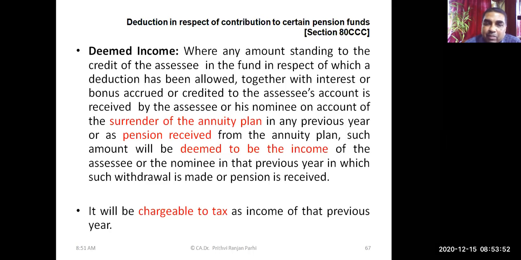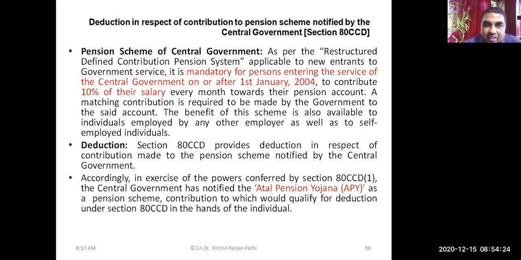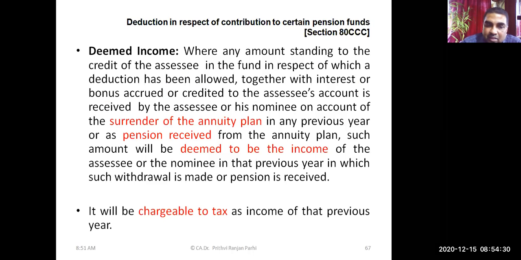Here, one more condition we have to remember. If the assessee surrenders this scheme, he will be receiving some money. If he surrenders the annuity plan in the previous year, or when he receives pension, the amount he receives from this scheme shall be deemed to be the income of the assessee and will be chargeable to tax. Whether it is received by the assessee or by his nominee, this will be treated as income. Is it clear to you? Yes, sir.